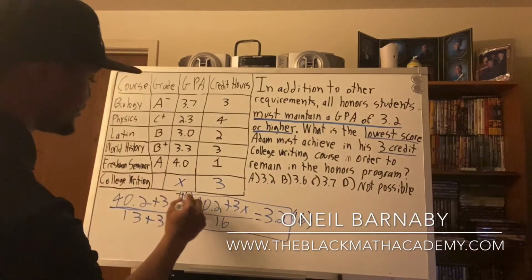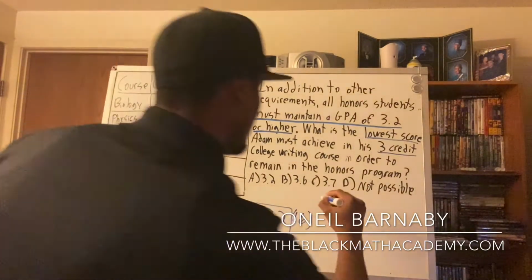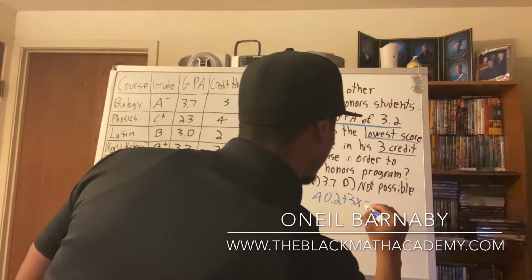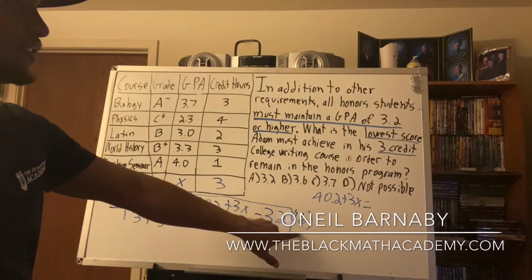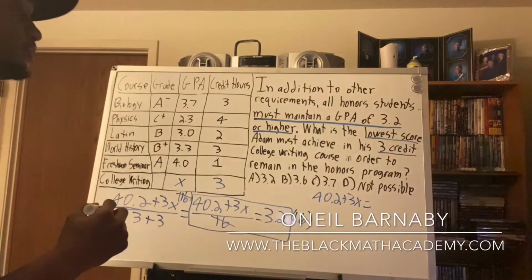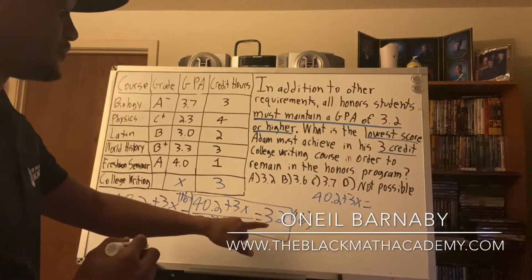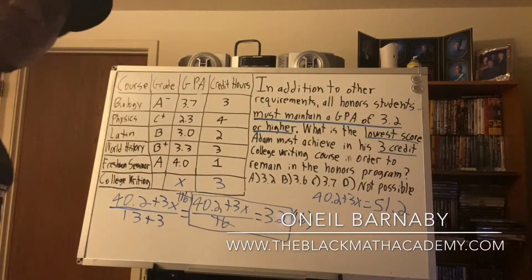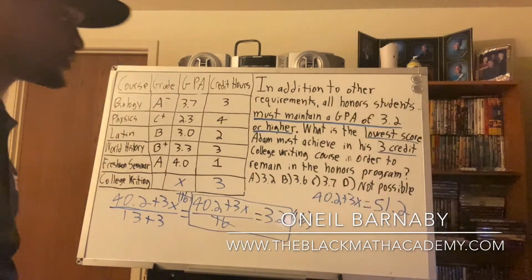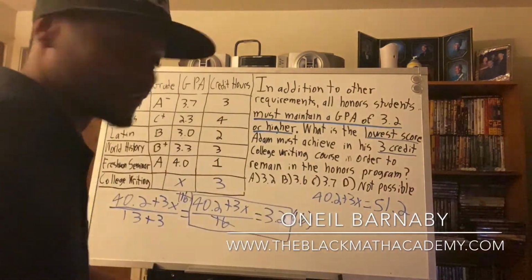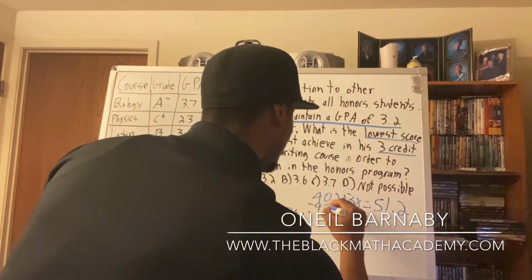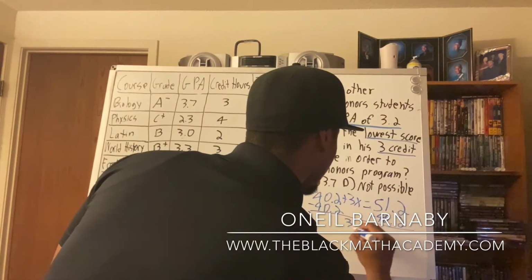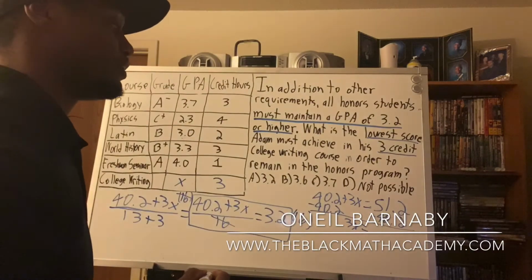16 over 16 cancels out. And what you're left with is the top. 40.2 plus 3x is equal to 3.2 times 16, which is 51.2. And then, again, we're still following the rules of algebra, so we're going to subtract 40.2 from both sides to combine like terms. 40.2 minus 40.2. You get 3x is equal to 11.